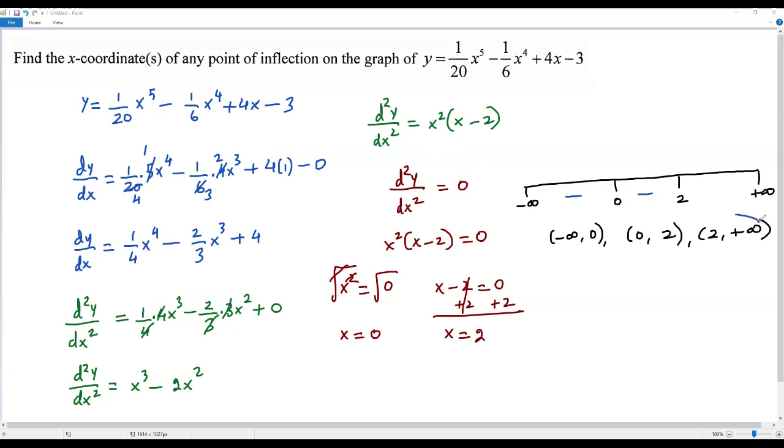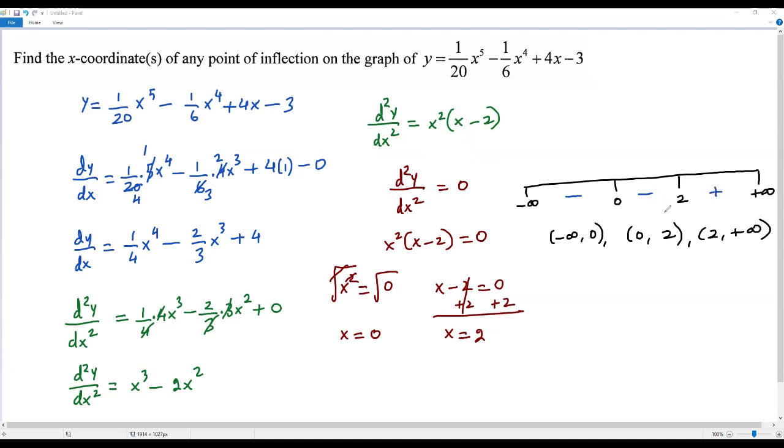Okay, now let me check the third interval, 2 comma positive infinity. For that we have to take a random value. So let me take 3 as a random value in the third interval. Let me plug in x equals 3. 3 squared is 9, and 3 minus 2 is 1. So 9 times 1: this is a positive value, and this is a positive value. When I multiply two positive values, the result is positive. So in the third interval, 2 comma positive infinity, the second derivative is positive.